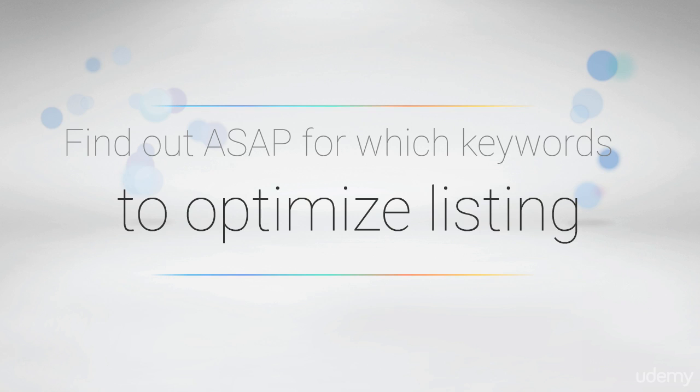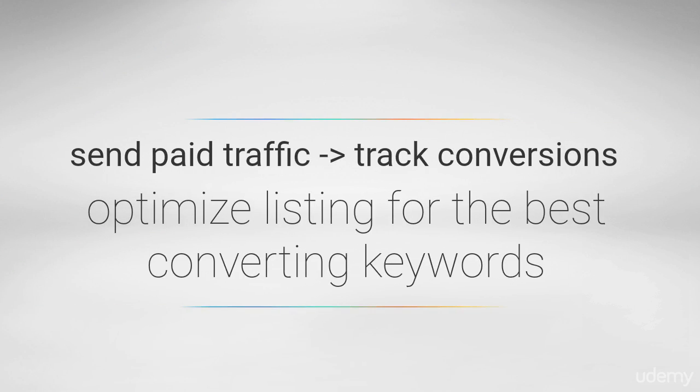So you're basically going to send paid traffic to your product listing page and track the conversion rates for each keyword. Now, in order for this strategy to be statistically accurate, you will need to get at least several hundred clicks for each one of your keywords that you're targeting. Because sending only a handful of clicks won't do the job. The more clicks you send, the more accurate the conversion rate metric will be.